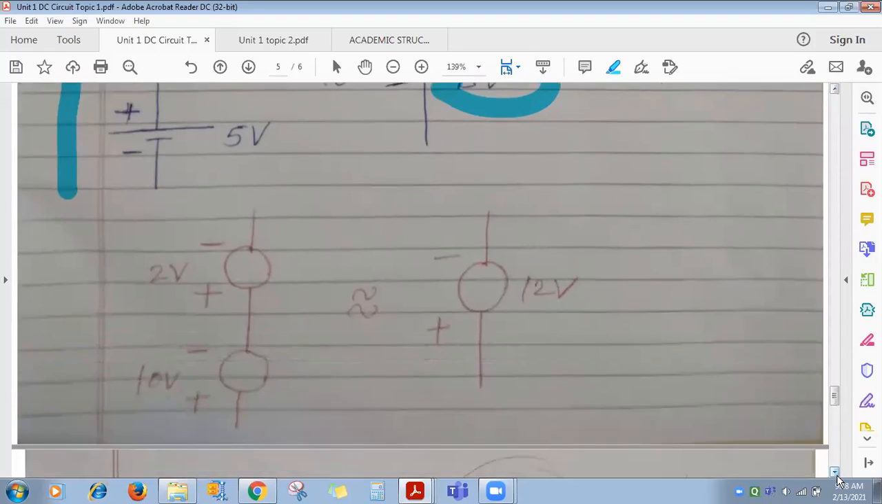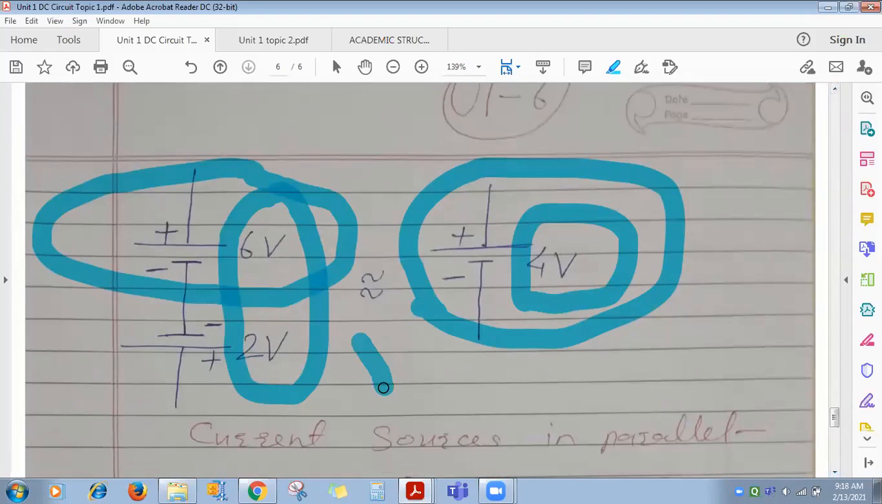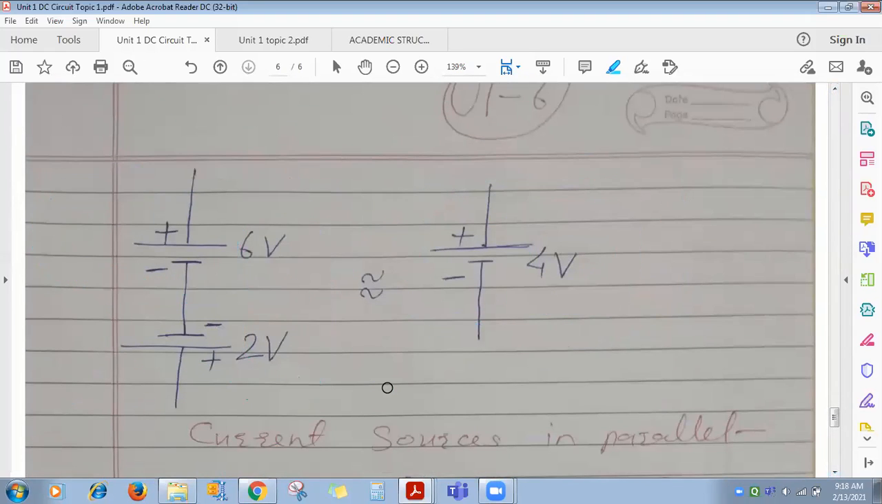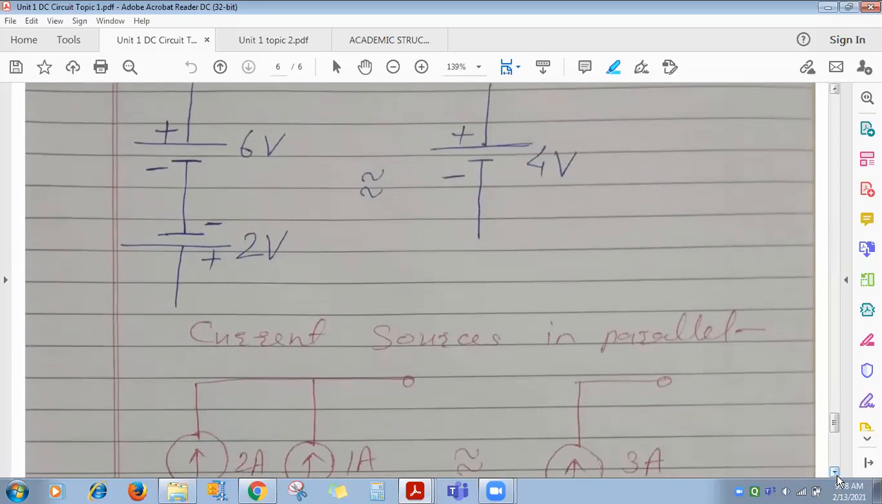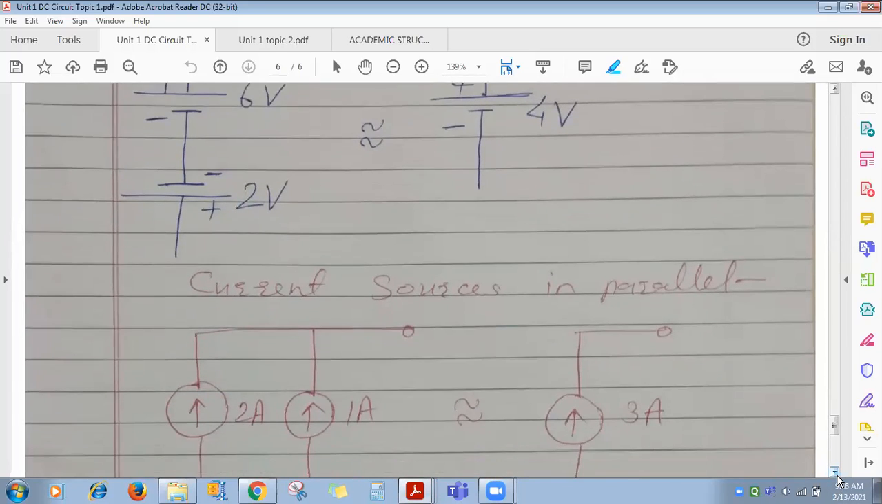But if it is not so, that is, alternate signs are not there, like plus, minus, and then not plus, minus but minus, plus, then subtract them. The polarity will be that of the larger one, the 6 volt, same as that of the larger magnitude battery. This is about the voltage sources.